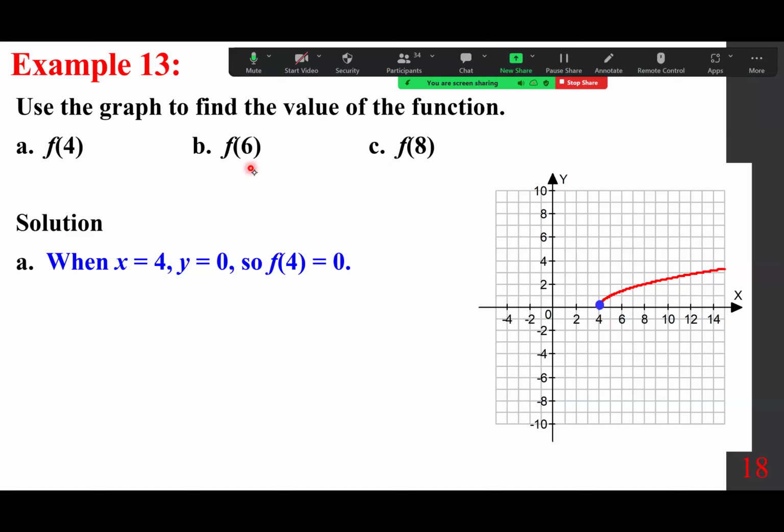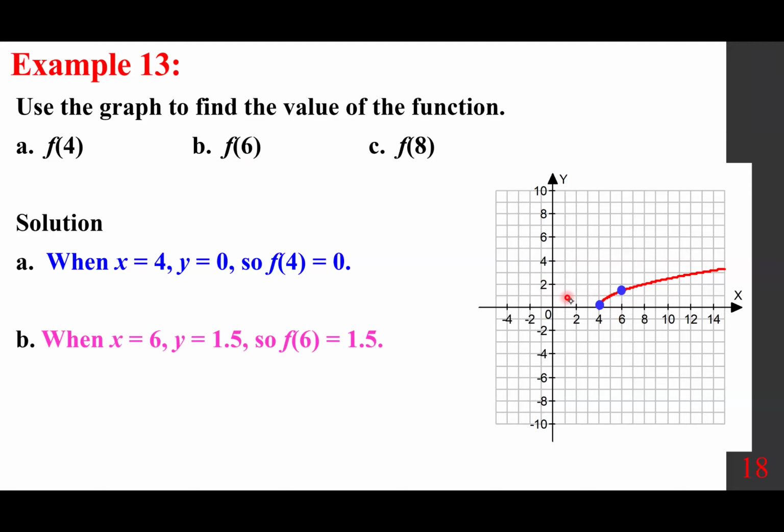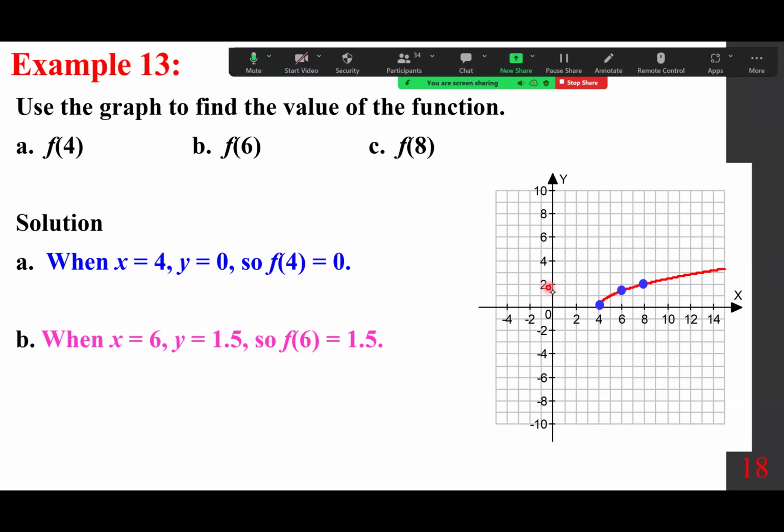F of 6, here's the location. It seems the x coordinate is 6, the y coordinate is about 1.5. Therefore, f of 6 is 1.5. We are trying to read the graph. F of 8. It seems to me when x is 8, y is 2. So f of 8, therefore, must be 2.